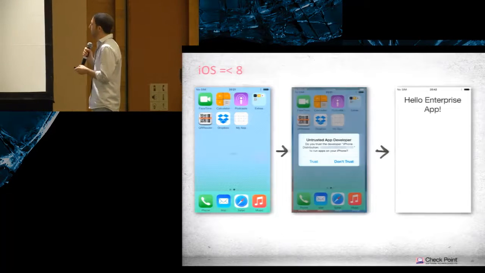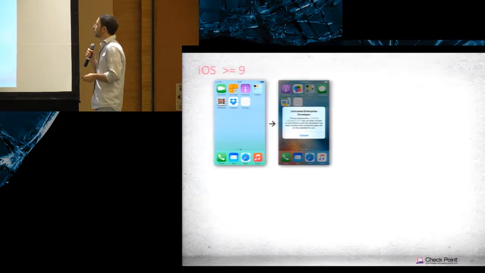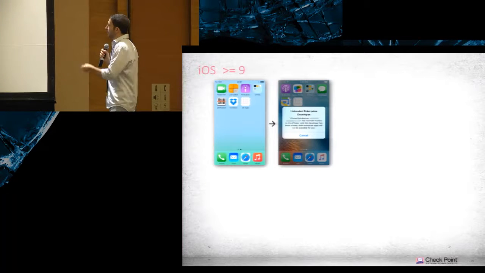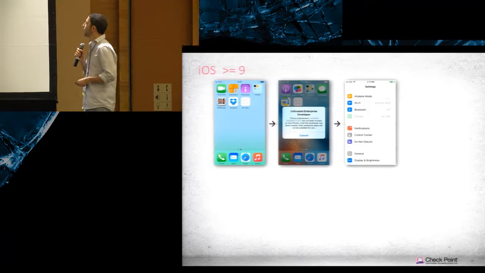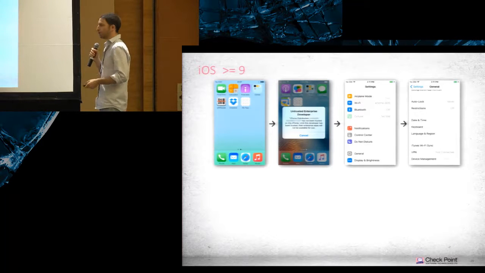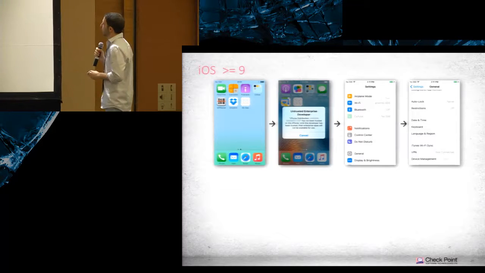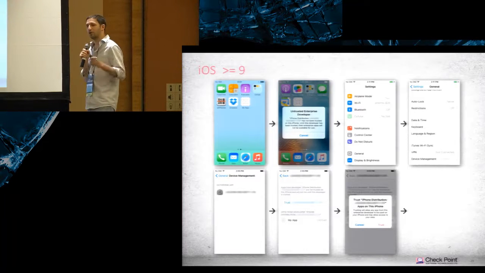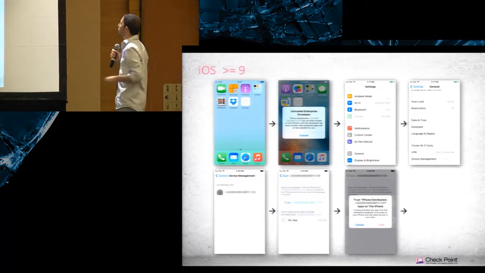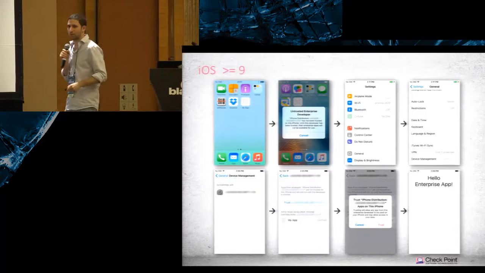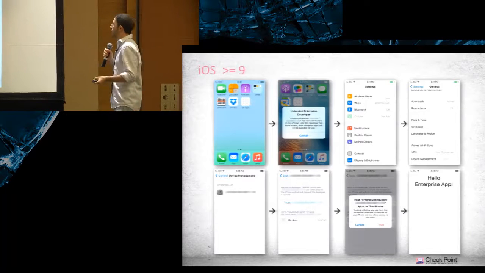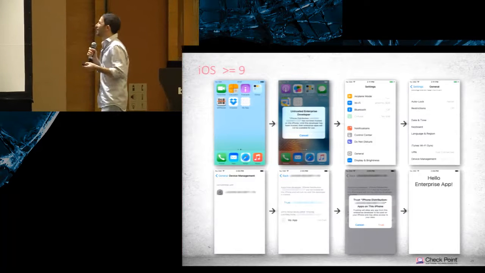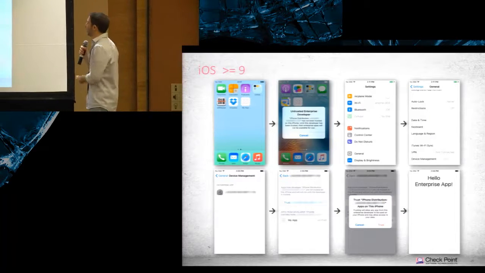In iOS 9, it's a bit more complex. When you try to execute an app for the first time, you cannot just trust it. It shows you a dialog box that sends you through a maze of configuration settings. It doesn't really tell you how to do it. You have to guess, and go through a maze of settings. Only after you go through all of those settings can you execute the enterprise app. This makes sense, because most users won't know how to do it, so malicious apps cannot be executed on the device.